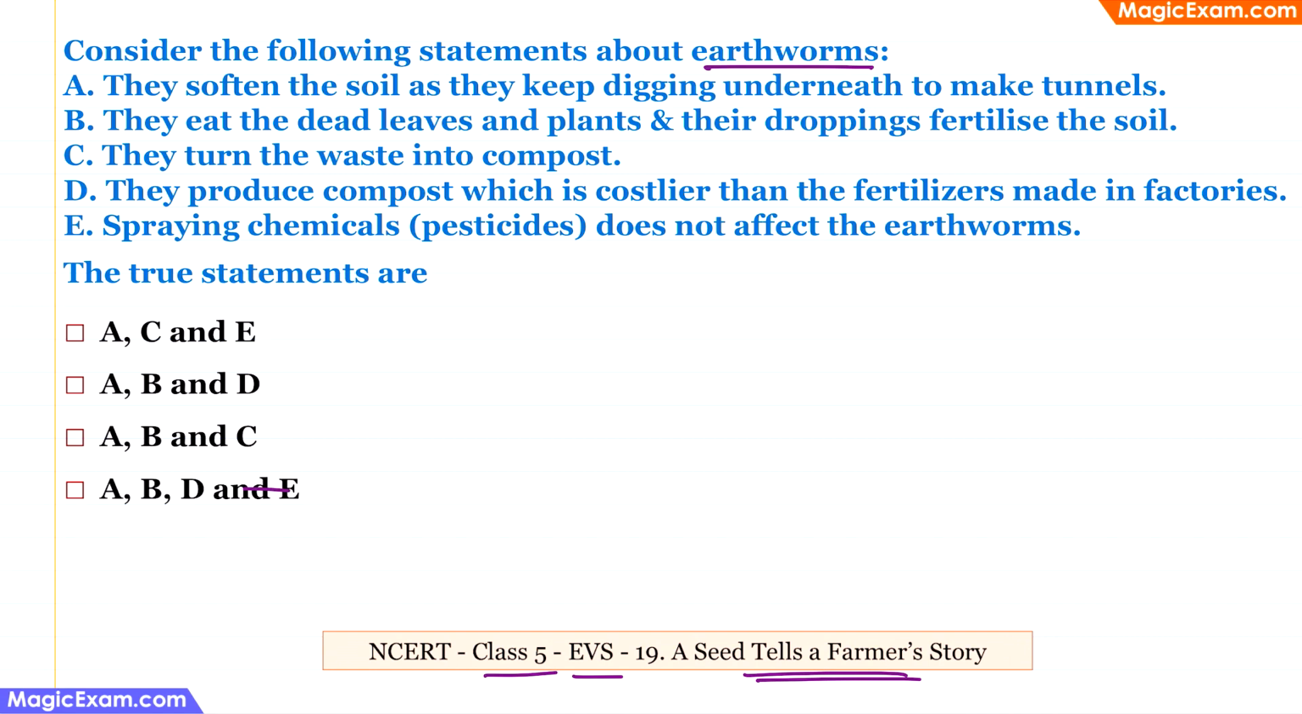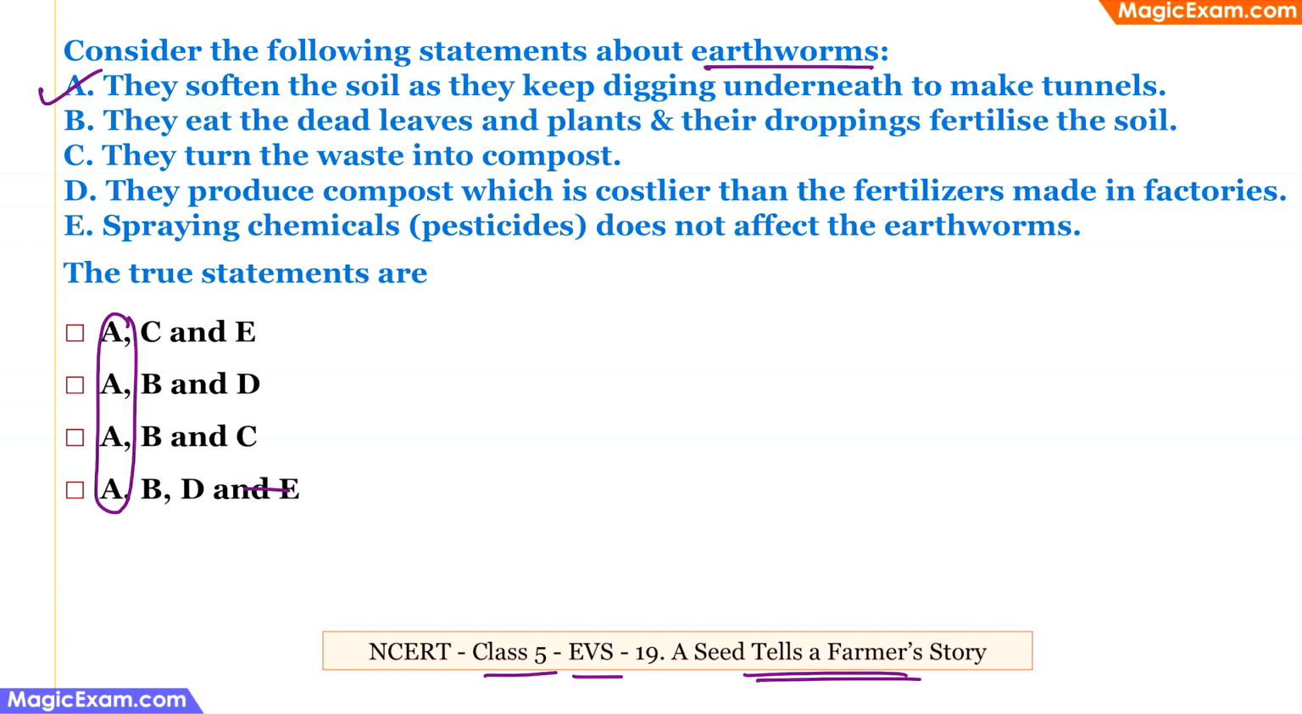So when we look at the statements, the first one says they soften the soil as they keep digging underneath to make tunnels. This is a correct statement. And if you look at the answer options, all of them have statement A in it. Therefore, statement A has to be correct.